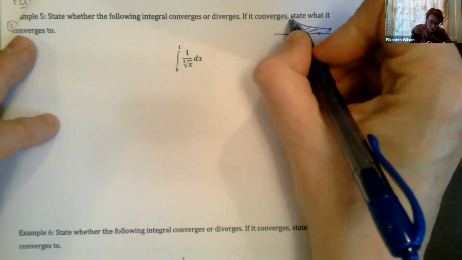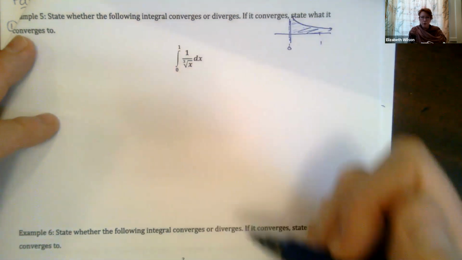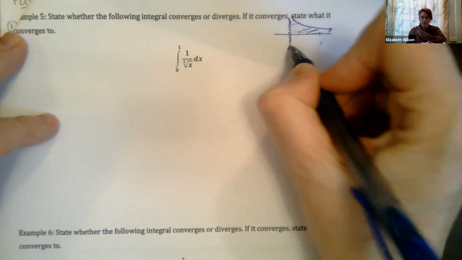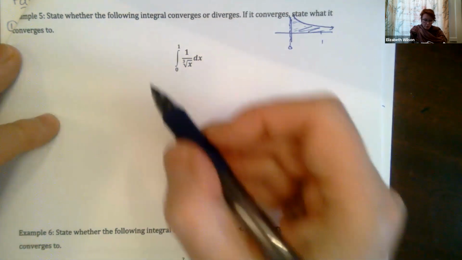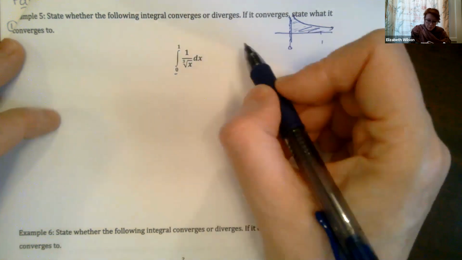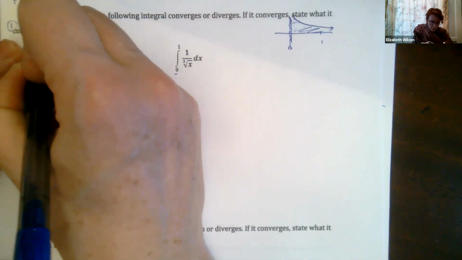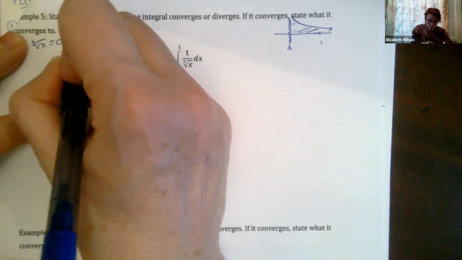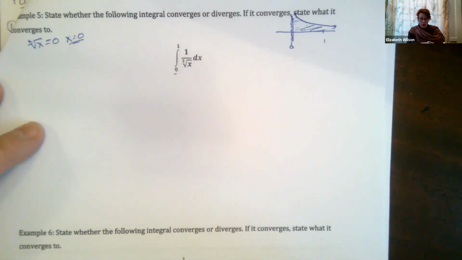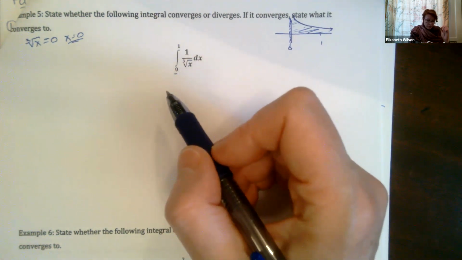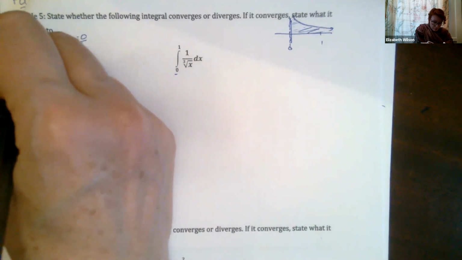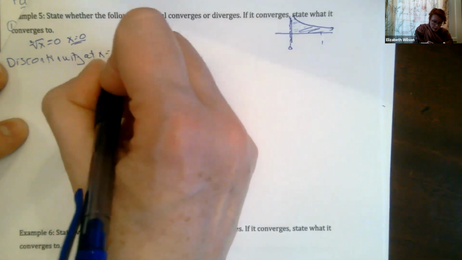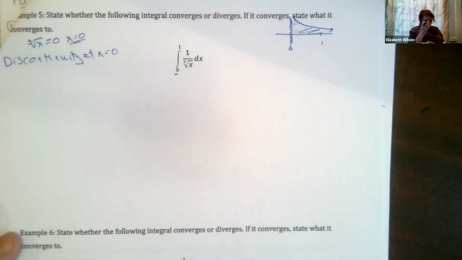But look, this is 1 over the cube root of x, which means I've got a discontinuity at zero. So I've put a little dashed line right there at zero. But that's part of my bounds of integration. So the cube root of x equals zero, I solve for x, and x is equal to zero. So when x equals zero, that's going to give me my discontinuity, which is right here. Okay, so let's think about how we're going to handle that.